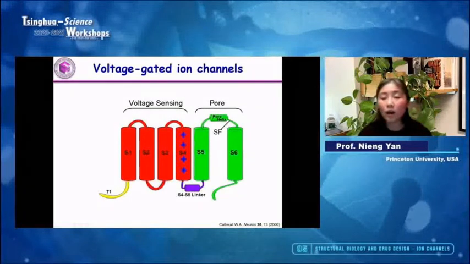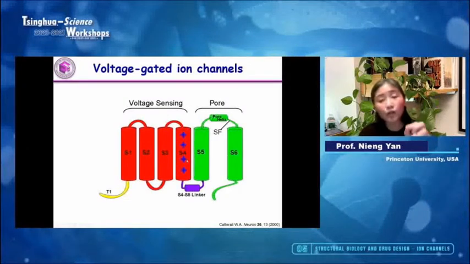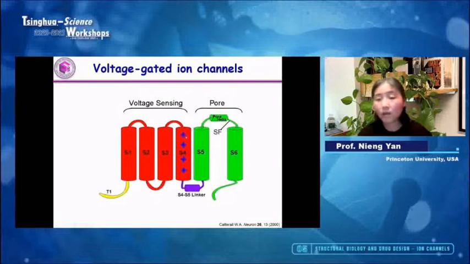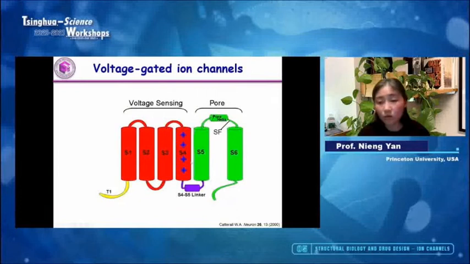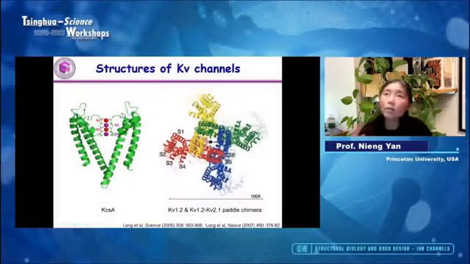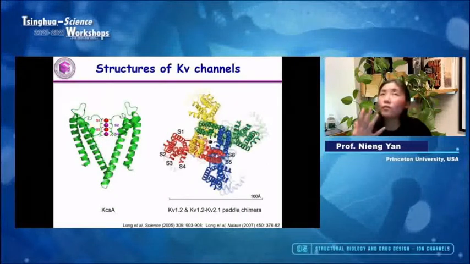And the first four segments, S1 to S4, constitute a so-called voltage-sensing domain or voltage sensor. Among these, S4 is the most unique in that it carries repetitively occurring positively charged residues like lysine and arginine. These basic residues are known to be the gating charge residues. Our knowledge of the structure and mechanism of voltage-gated ion channels first came from the study of potassium channels, by the pioneering work of Roderick MacKinnon, the Nobel laureate in 2003.